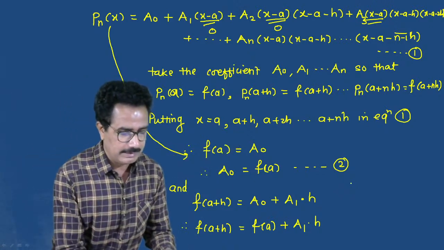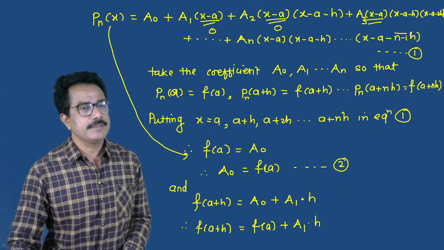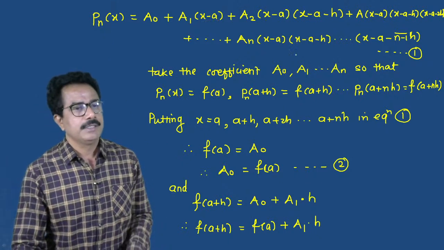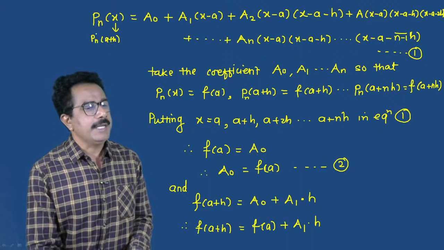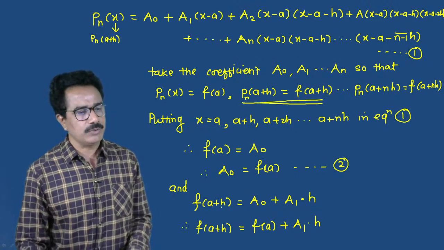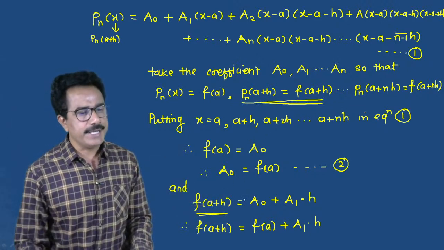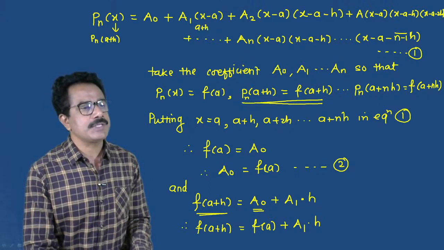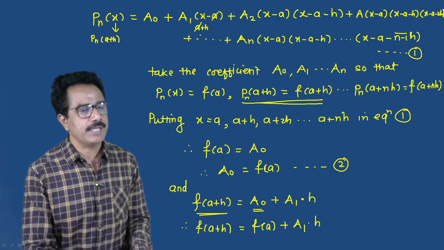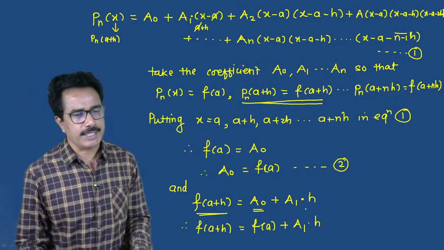मग a plus h ठेवा बरं. a plus h काय होतं पहा. जर तुम्ही आता a plus h ठेवलात, म्हणजे Pn of a plus h, आणि Pn of a plus h लाच आपण f of a plus h लिहितो, सो विल गेट f of a plus h. आता इथं a0 राहिला. a1 ऑफ, आता x जागी जर a प्लस h ठेवला तर प्लस a मायनस a कॅन्सल होतं. a1 इंटू h राहतं.